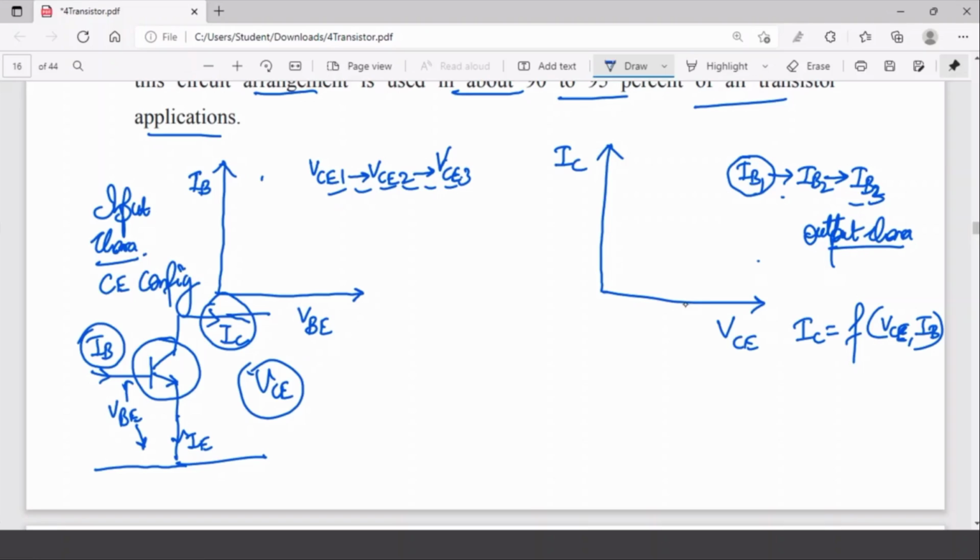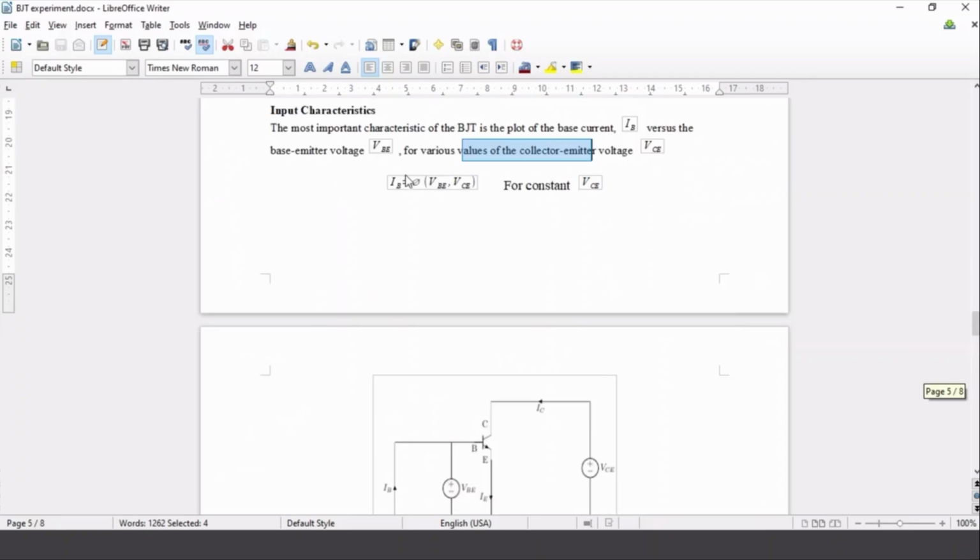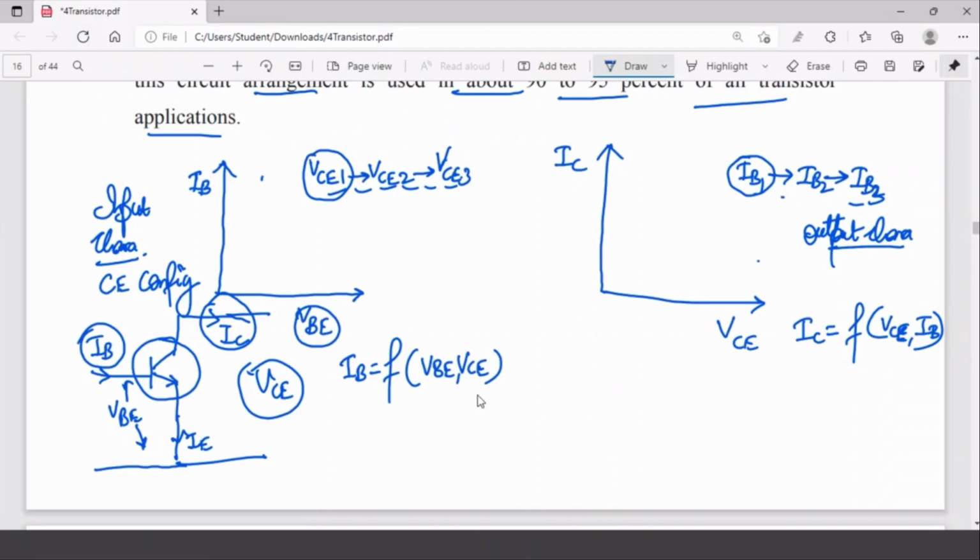Similarly, if I want to write this expression, the base current will be a function of which two quantities? The collector emitter voltage and the base emitter voltage. So IB can be written as a function of VBE comma VCE. So for a given value of VCE, this curve will happen.